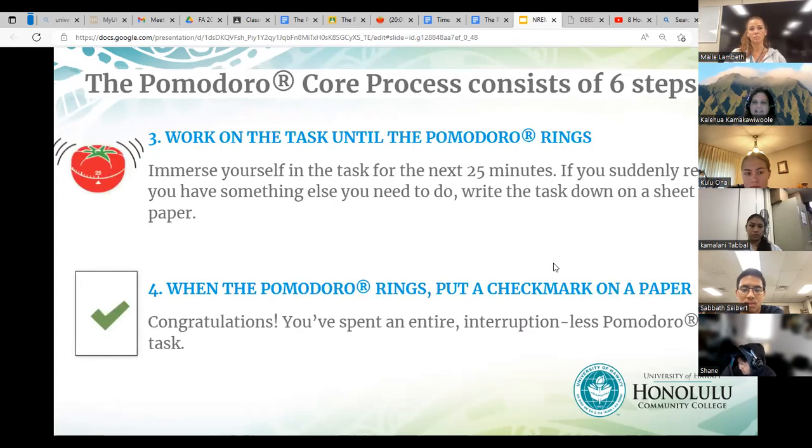Okay, 3, work on the task until the Pomodoro rings or the timer goes off, right? So immersing yourself for 25 minutes. Then it says if you suddenly realize you have something else to do, just write it down on a piece of paper and you can come back to it after. Okay, number 4, when the Pomodoro rings, put a check mark on a paper.